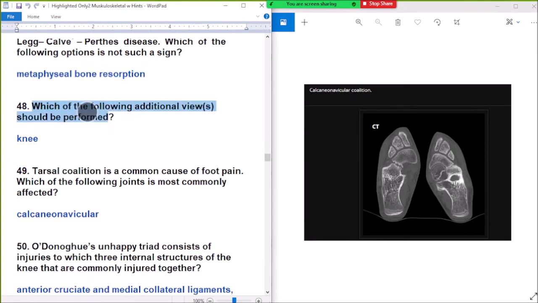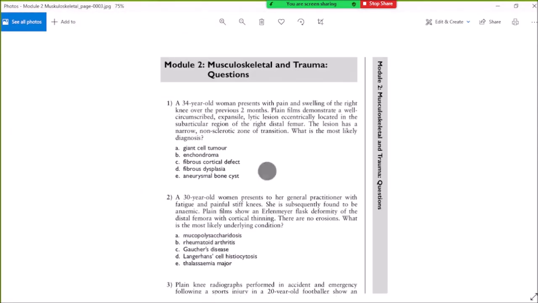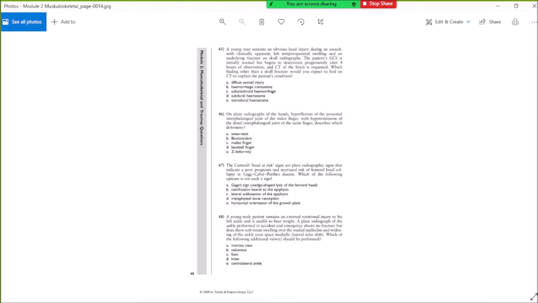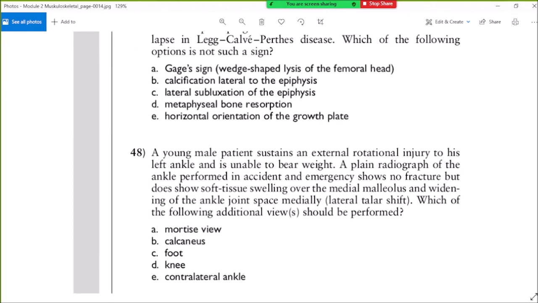Question 48. Which of the following additional views should be performed? A young male patient sustains an external rotation injury to his left ankle and is unable to bear weight. Radiograph of the ankle performed in the emergency department shows no fracture, but it does show soft tissue swelling over the medial malleolus. Which of the following additional views will be performed? Knee joint.